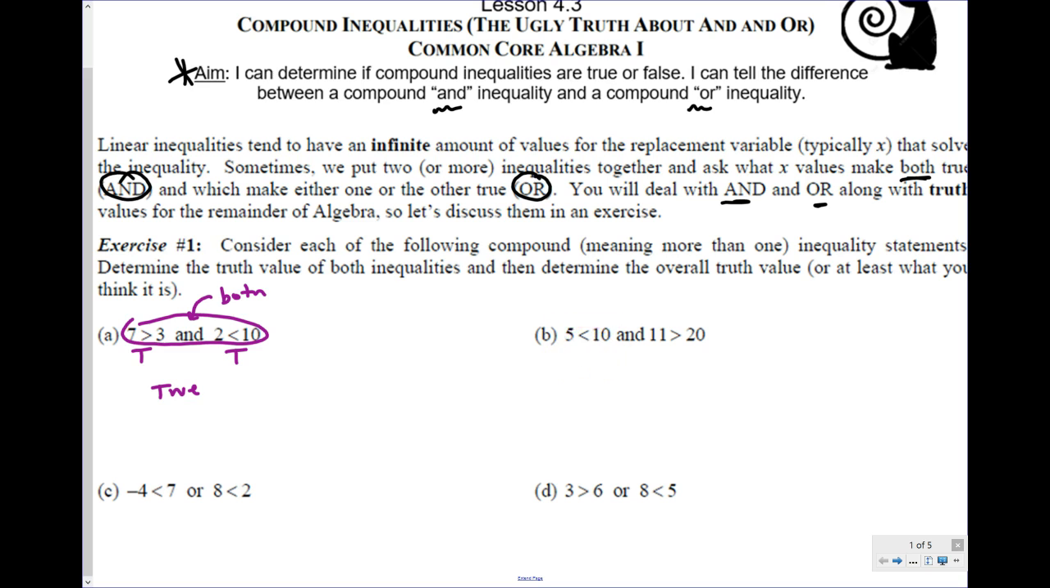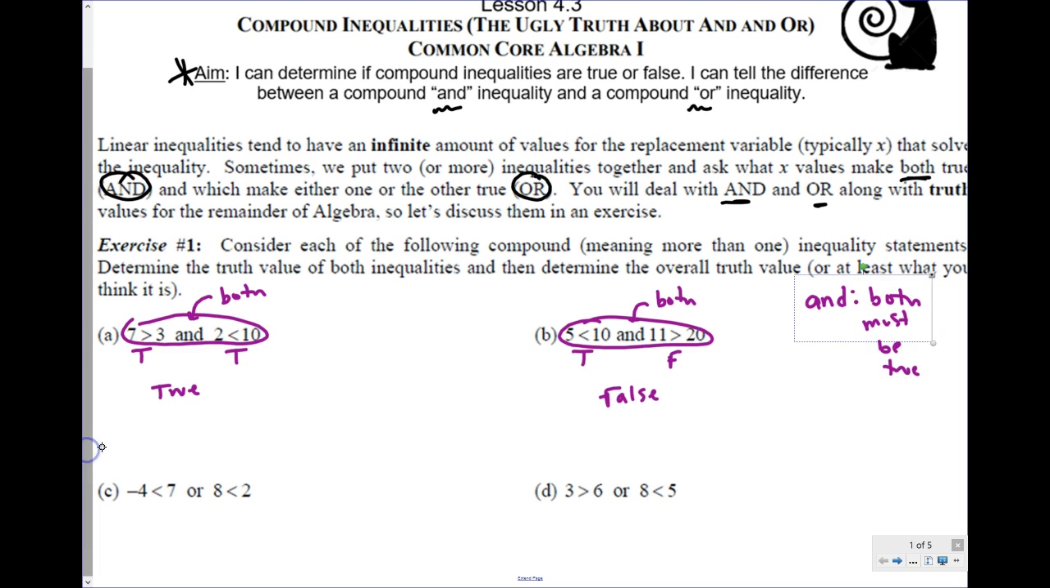Is 5 less than 10? Yes, so that's true. Is 11 greater than 20? No, that's not true. So because this is an "and," both of them have to be true for the whole thing to be true. This is a false inequality. Okay? That's what "and" means. So over here on the side, if it's an "and," it means both must be true.